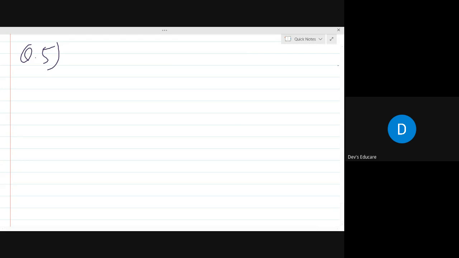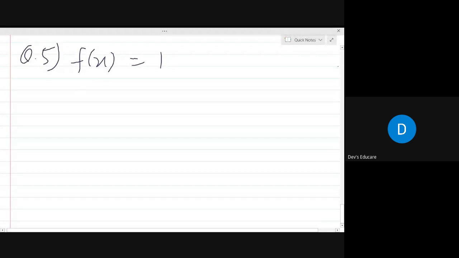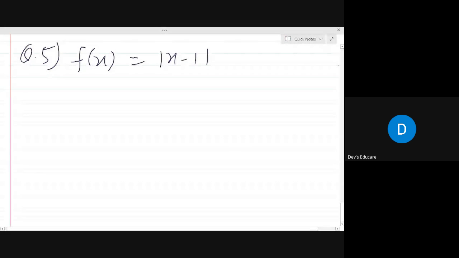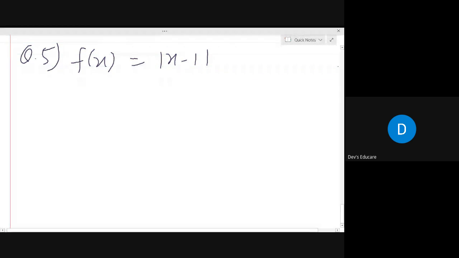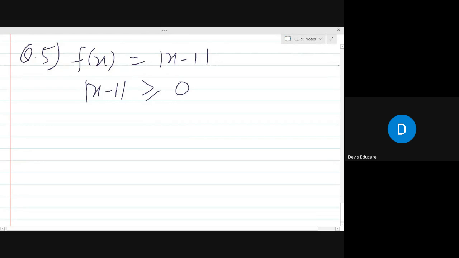Question number 5. f(x) equals mod of x minus 1. So mod of x minus 1 means absolute value. If we are talking about an absolute value function, then it is always greater than or equal to 0. So what will be the range? We have to find both domain and range.